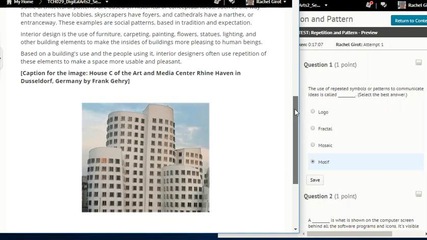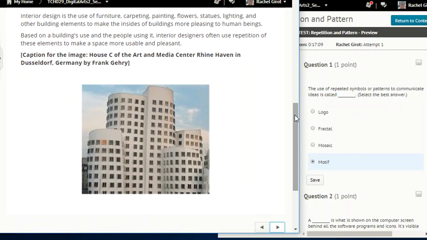Interior design is the use of furniture, carpeting, painting, flowers, statues, lighting, and other building elements to make the insides of buildings more pleasing to human beings. Based on a building's use and the people using it, interior designers often use repetition of these elements to make a space more usable and pleasant.